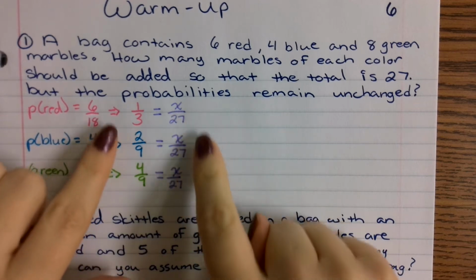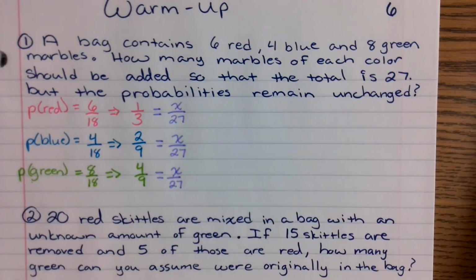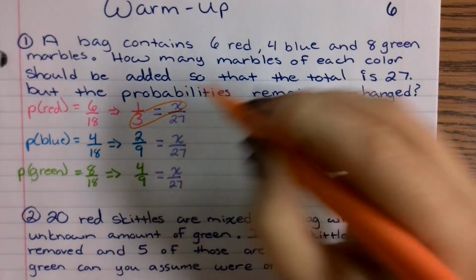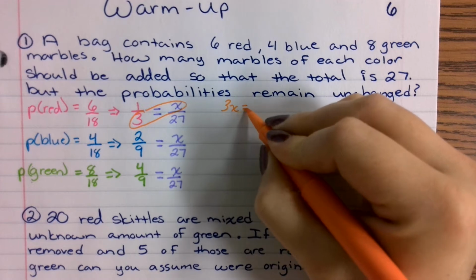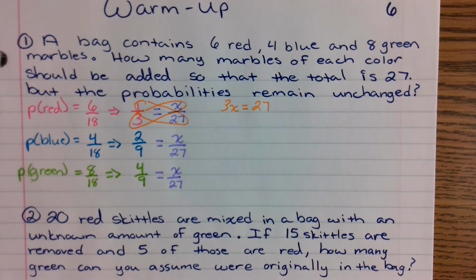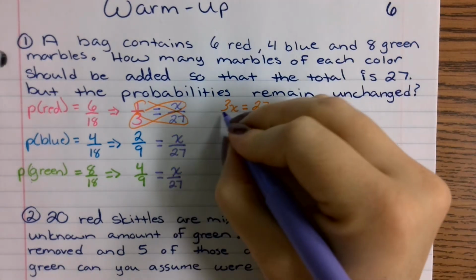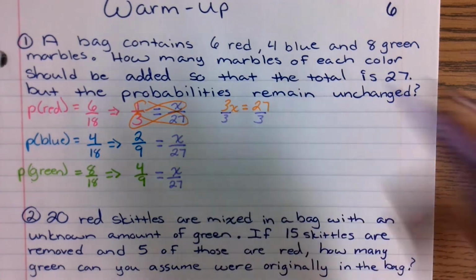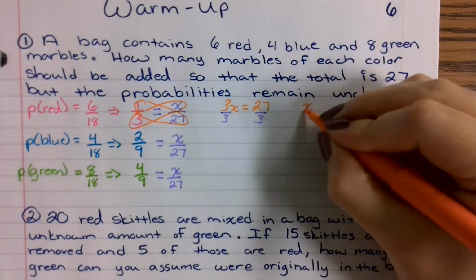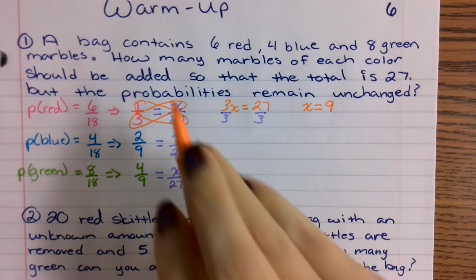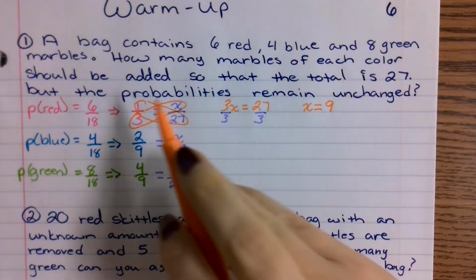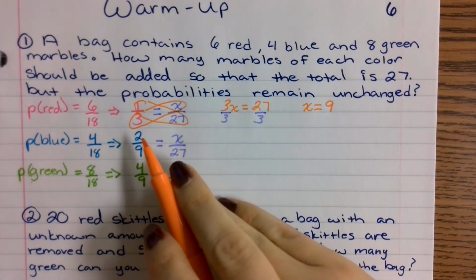Once I have it as a proportion, I can do a cross product to solve. So this is going to be 3 times x. And this is going to be 1 times 27, which is 27. And then if I go ahead and divide both sides by 3 like we learned last week with our one-step equations, then I would get down that x has to be equal to 9. So that means that 9 red out of 27 would be equivalent to 6 out of 18.